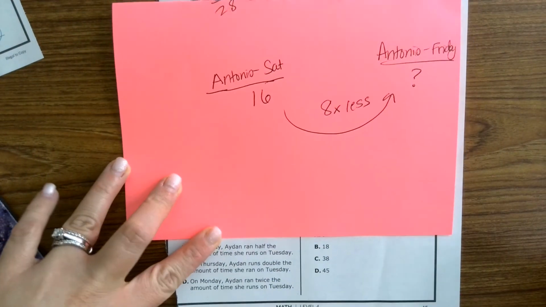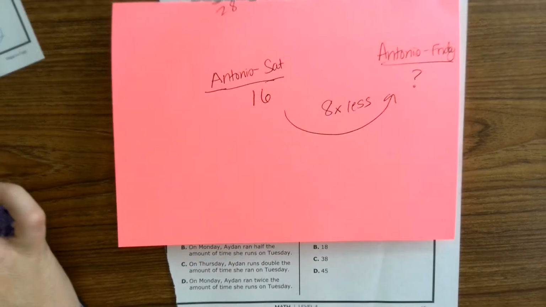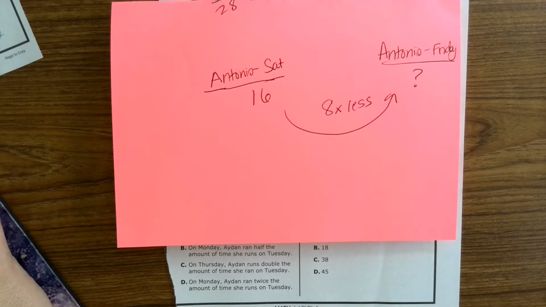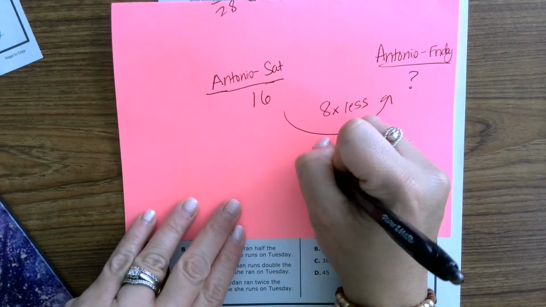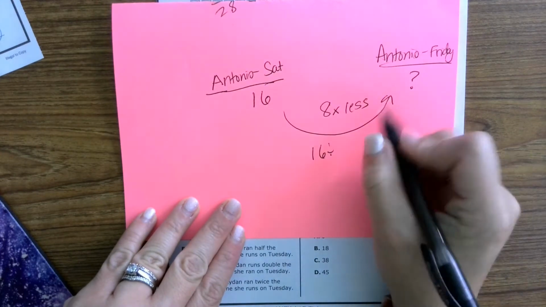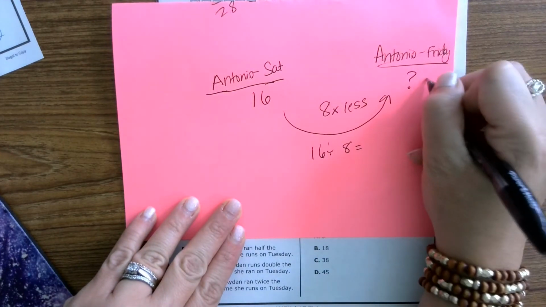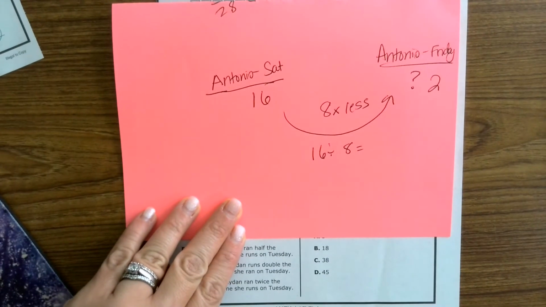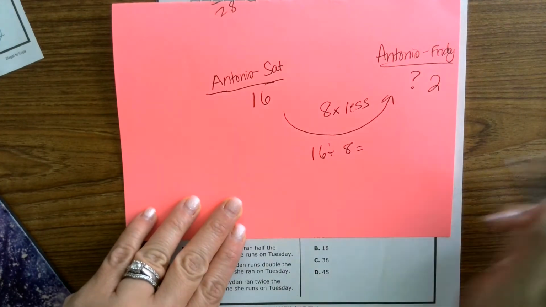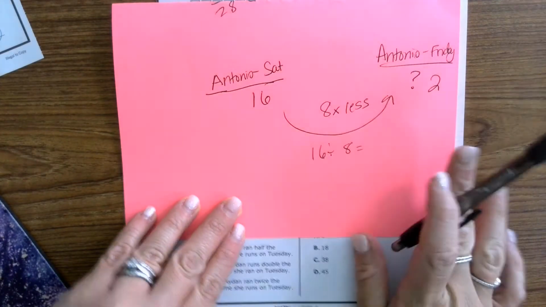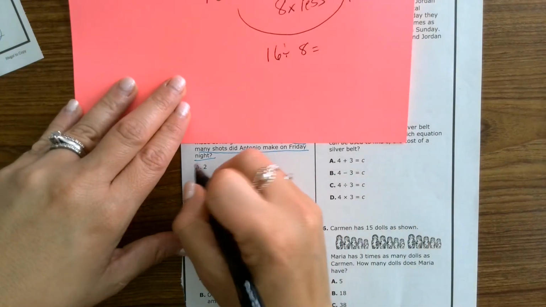Okay, and when you're doing 8 times less, you are actually going to divide. Okay, so you're going to be doing 16 divided by 8 equals 2. So he made 2 shots on Friday night. And we could double check our work by making sure that it fits. Okay, so the correct answer is A, 2.